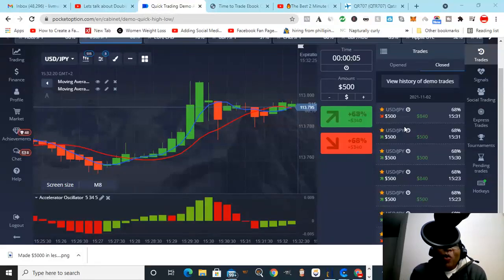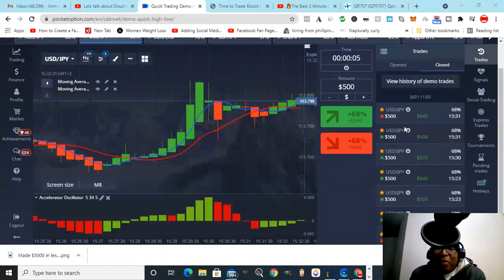We have a quick webinar here because of popular demand, I should say. A lot of my private students have been DMing me, sending me private messages, asking me to show them how they can trade using the 5-second trades on Pocket Options. Pocket Options has just recently released a feature where you can trade for 5 seconds, okay?